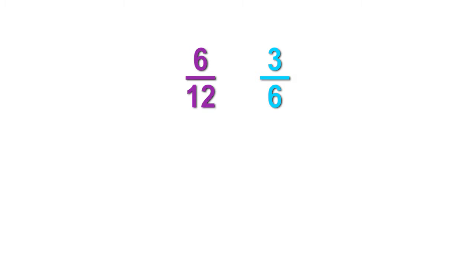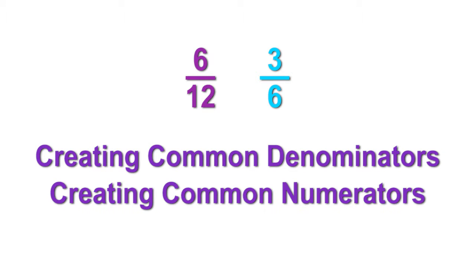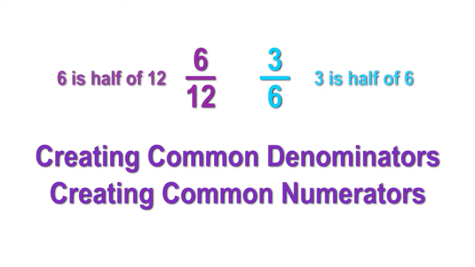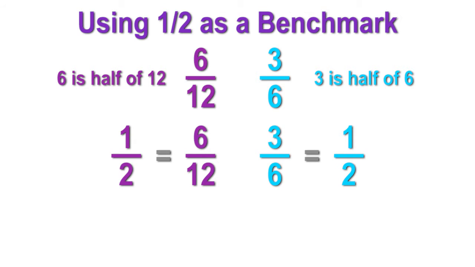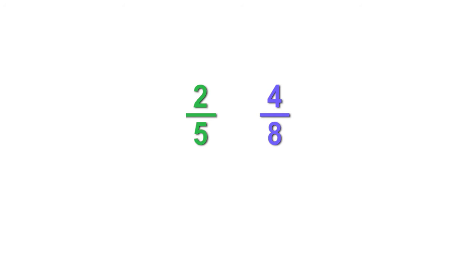Our next pair of fractions are 6/12 and 3/6. As we examine each fraction, we could use a number of strategies to compare them. Creating common denominators or numerators are both a possibility. But given that the numerator of each is exactly half the denominator, we can recall our previous lesson on using 1/2 as a benchmark. In that lesson, we proved that any fraction with a numerator exactly half the denominator is equivalent to 1/2. This means that both 6/12 and 3/6 are equivalent to 1/2, which further means they are equivalent to each other.